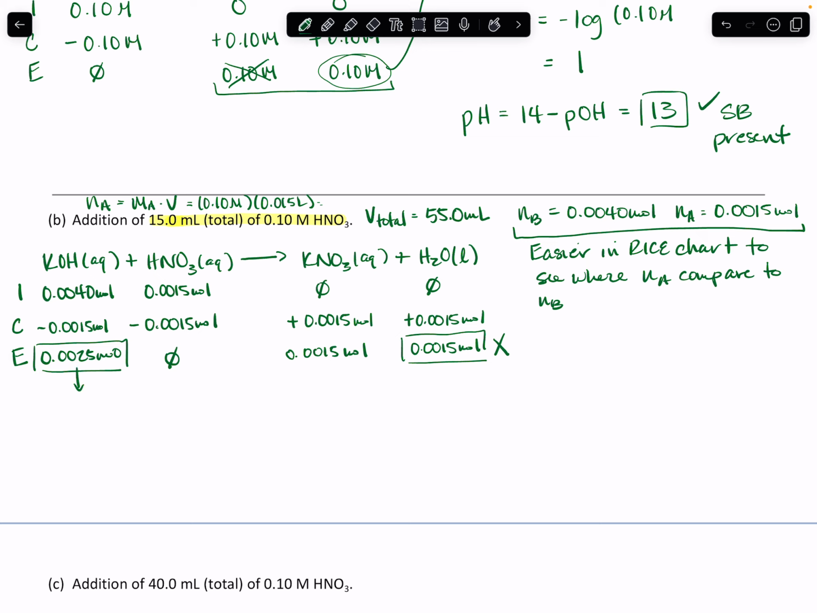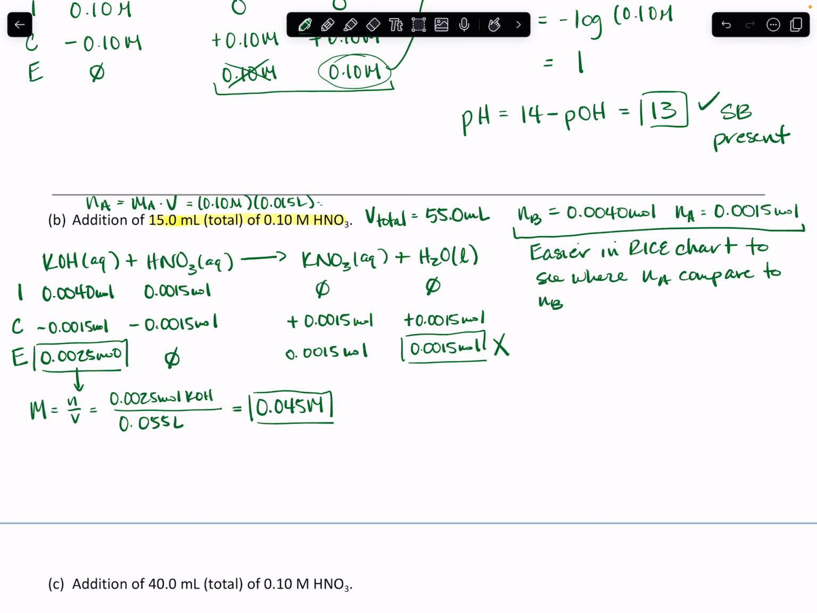So this is in moles, so I need it to be in molarity. So molarity is moles divided by volume. So I have 0.0025 moles of KOH, and that is present in a total volume of 55 milliliters. So that's 0.055 liters. So the concentration of KOH remaining is 0.045 molar. Now this is less than the 0.1 molar I started with, which makes sense because some of it has reacted with that acid. Now what do I do with it?